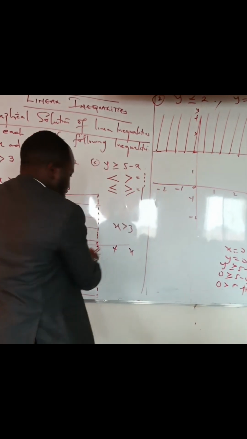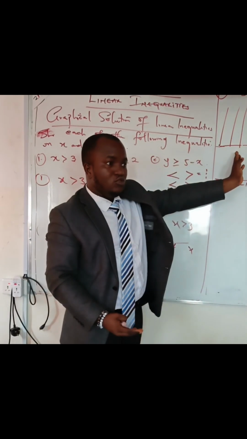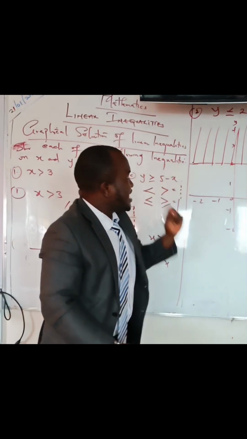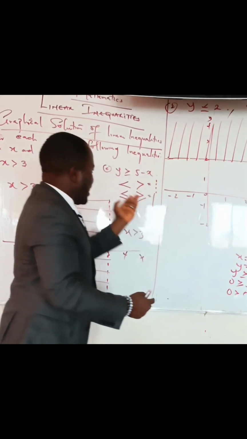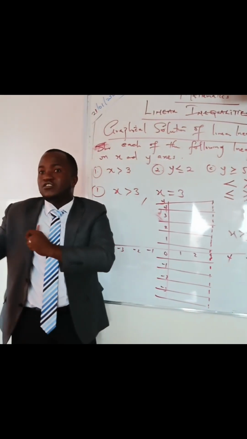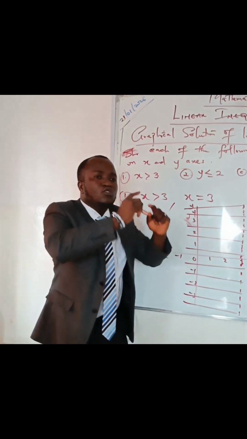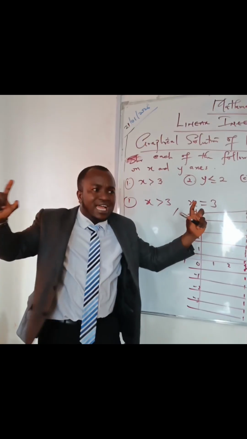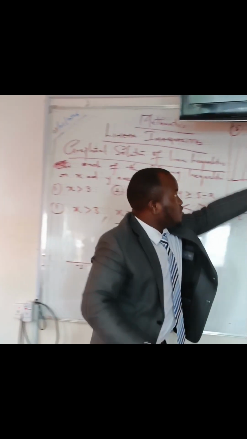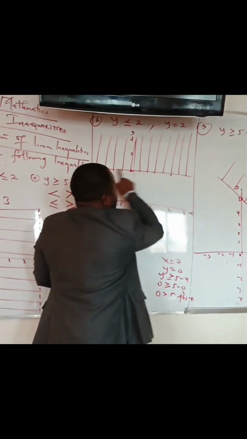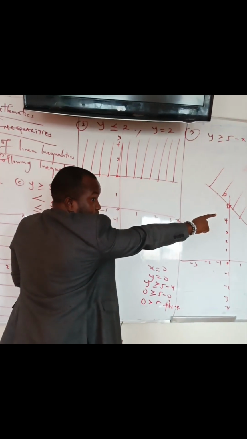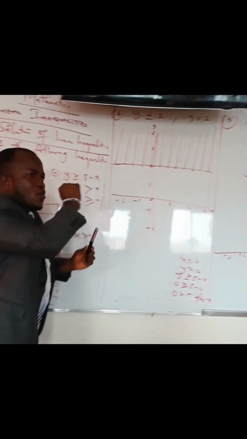The same thing you did in the first example, that's the same thing you do here also. Now, the next thing you need to take note of is that y is less than or equal to. Like I told you, when it is less than or equal to or greater than or equal to, you are going to draw a bold line over the number. And since y equals 2, you are drawing a bold line over 2. Do you get it?